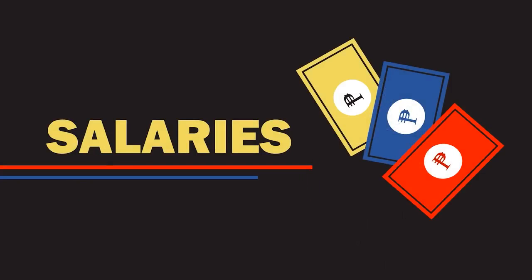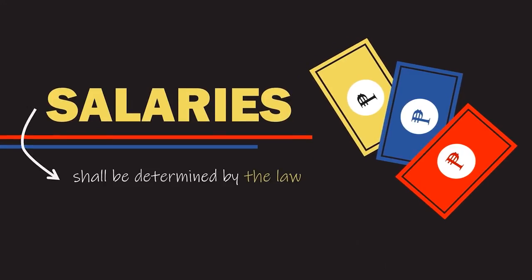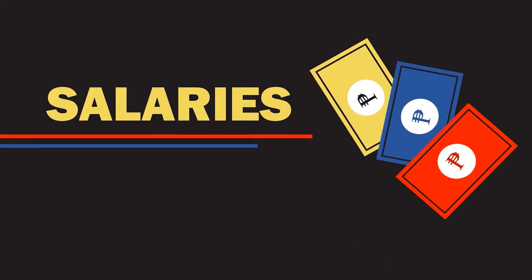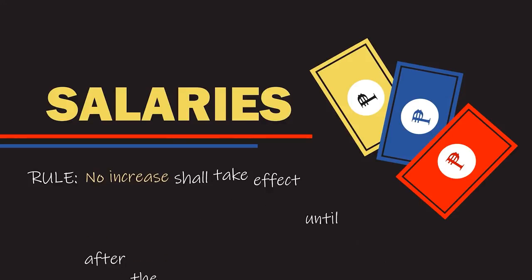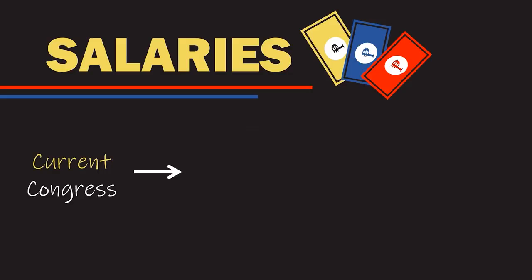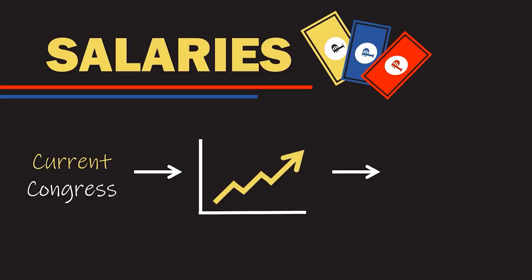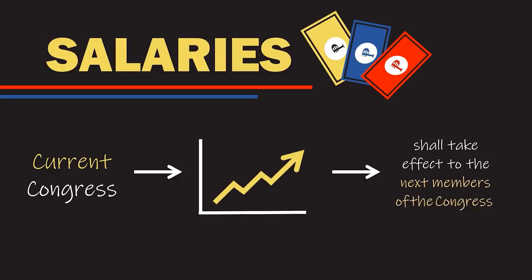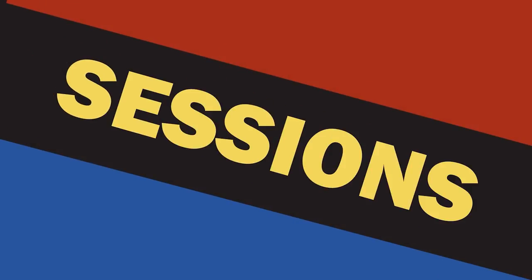Next, salary. The salaries of senators and members of the House of Representatives shall be determined by the law. Here is a rule on salary increase. No increase in their salaries shall take effect until after the expiration of the full term of all the members. For example, if the present Congress increased the salaries of their members, the increase shall take effect to the next members of the Congress. Next, let's talk about session.